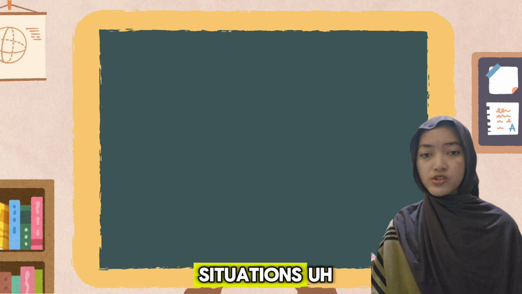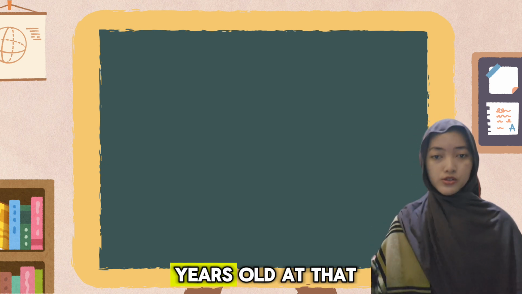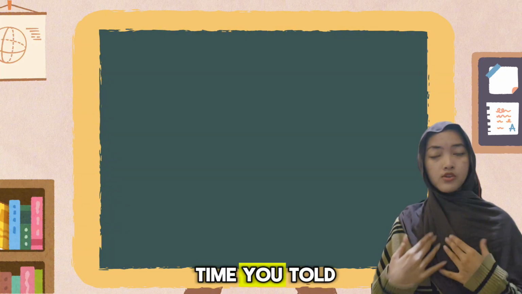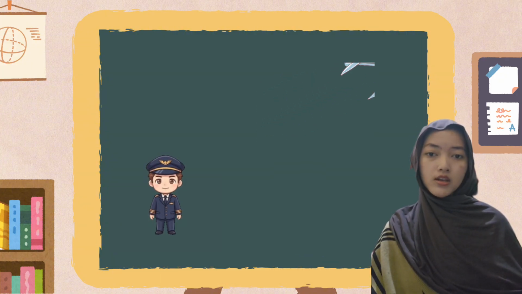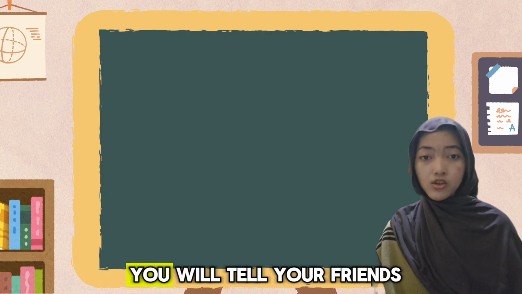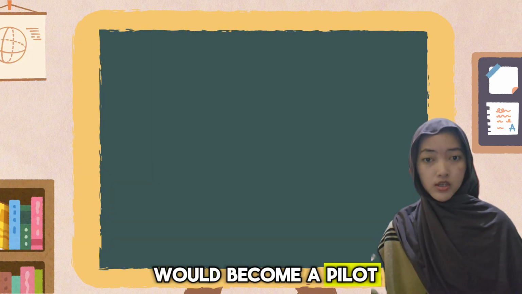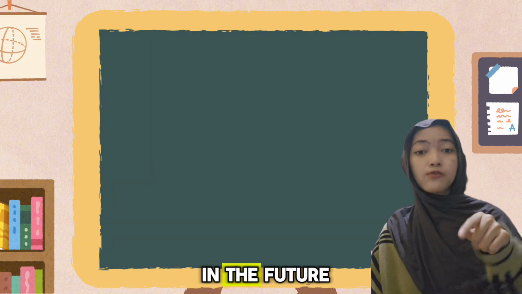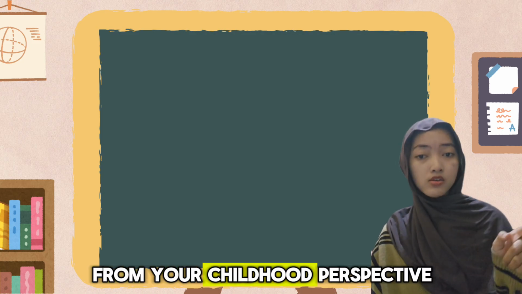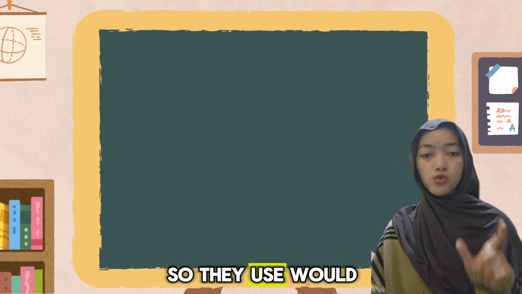In another situation, imagine you were 10 years old. At that time, you thought, I will become a pilot. And then years later, you tell your friends, when I was a child, I thought I would become a pilot. Yes, the action was in the future from your childhood perspective. So, we use would.